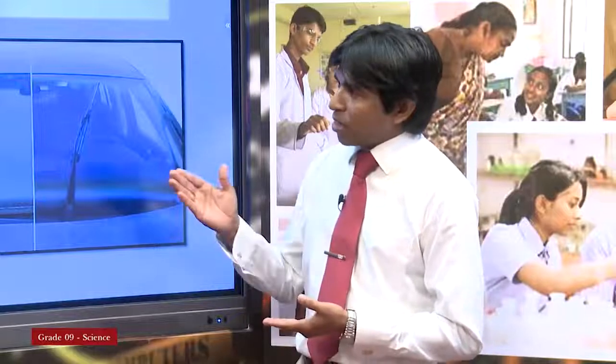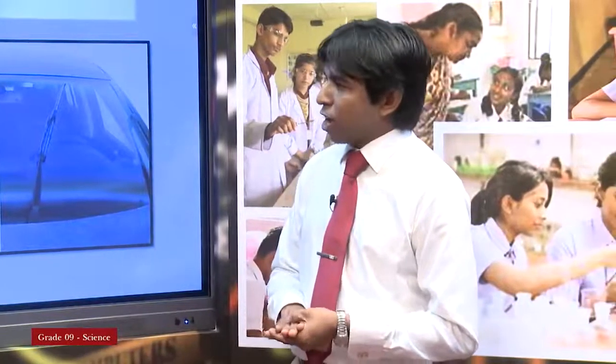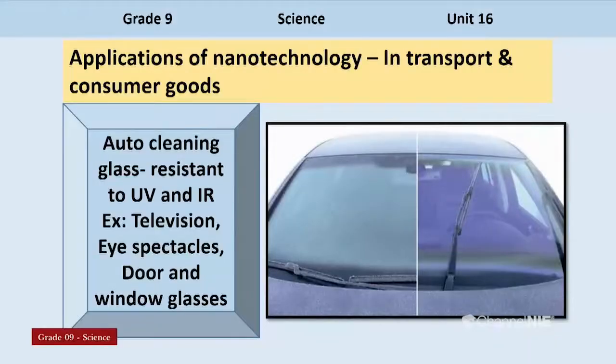Next, you can see nano glass in transport and consumer goods. You can see auto cleaning glass. Windscreen wipers we have to change frequently, which is an additional cost. With these nano windscreens, they are self cleaning and water does not retain. Therefore, even under heavy rain you can drive the vehicle without any barrier.